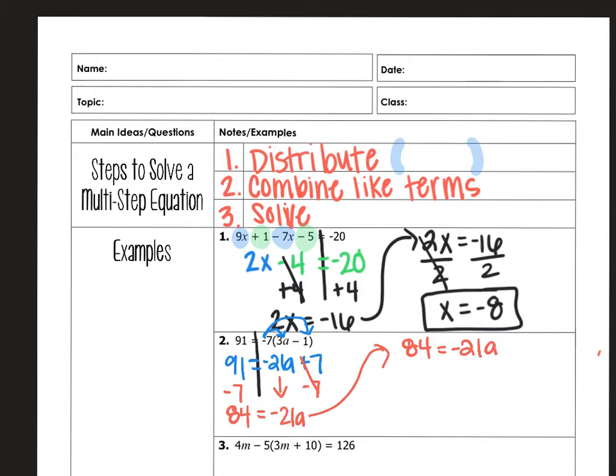So I still have a on the right-hand side, and I need to get it by itself. So I'm going to divide both sides by negative 21 because negative 21 is being multiplied to a, and the opposite of multiplication is division. Divide both sides by negative 21, and on my calculator I'm going to type 84 divided by negative 21, and I get negative 4 equals a.